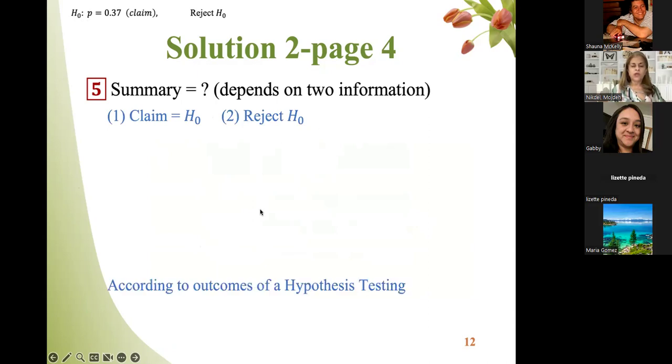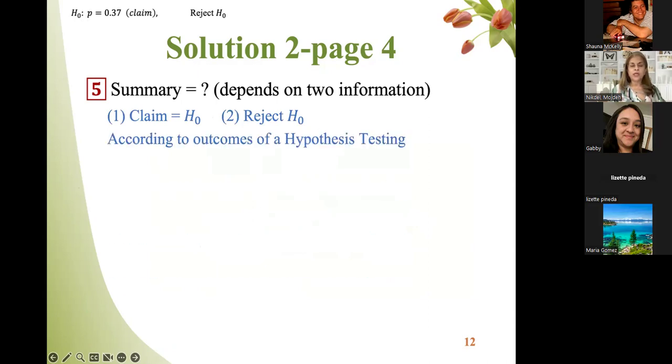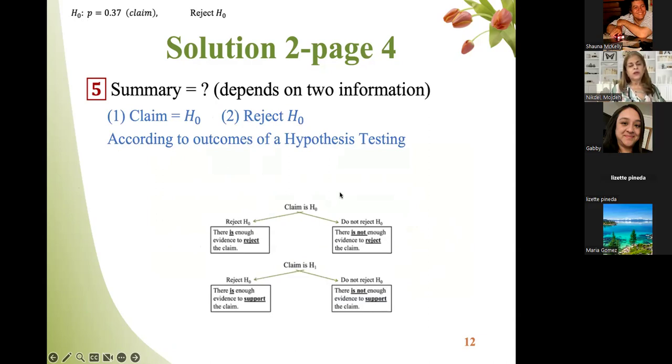So we look at the 4 outcomes that I gave you. Here it is. You see that on the PowerPoint, I always give you these. So you don't have to give it to me during your exam or quiz, but for teaching purposes, I give you this so you understand where everything is coming from. So the claim is H0, here it is, and I rejected H0 here. Then I just copy this summary: there is enough evidence to reject the claim. Don't forget to underline "is" and "reject."